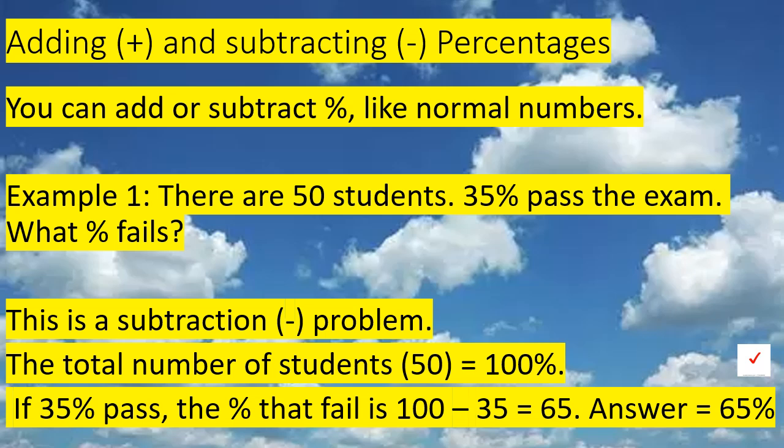So now we're going to look at adding and subtracting percentages. You can add or subtract percentages like normal numbers. So for example 1, there are 50 students, 35% pass the exam, what percent fails? This is a subtraction, minus problem. The total number of students, 50, equals 100%. If 35% pass, the percentage that fail is 100 minus 35 equals 65. So the answer is 65% fail.